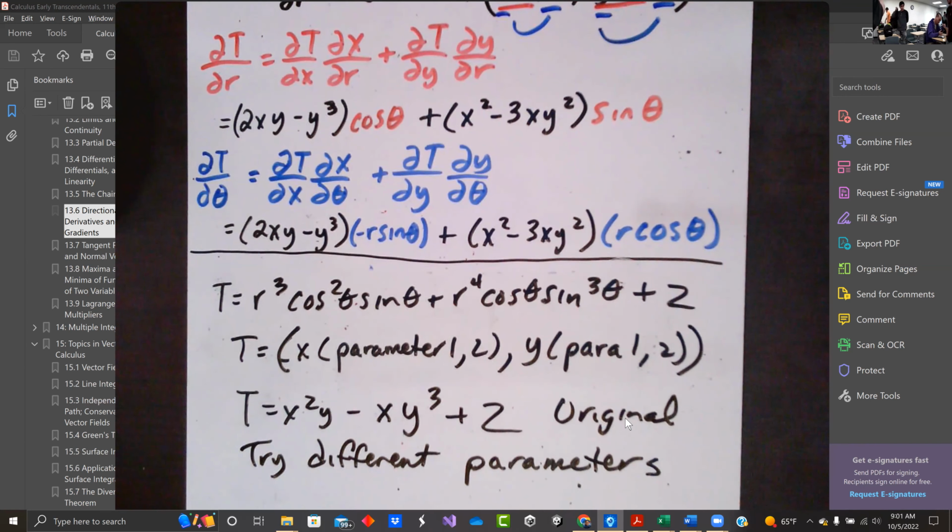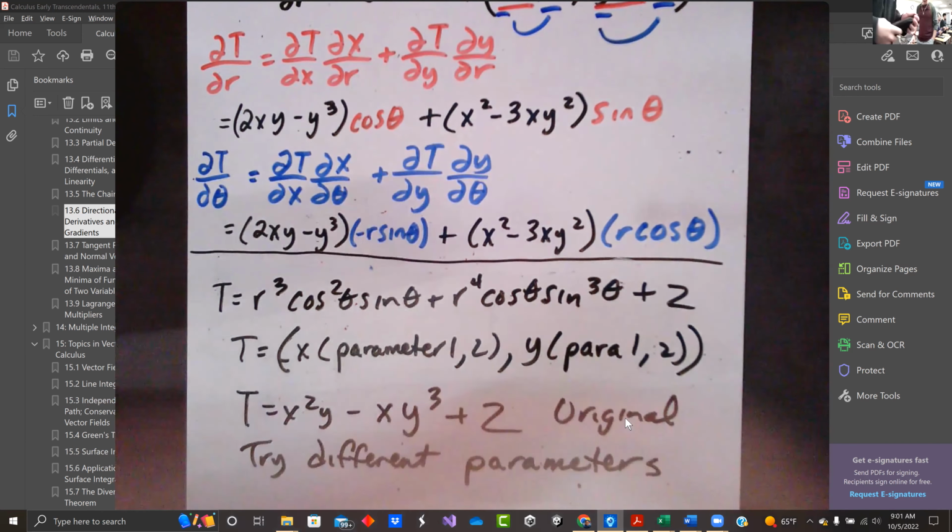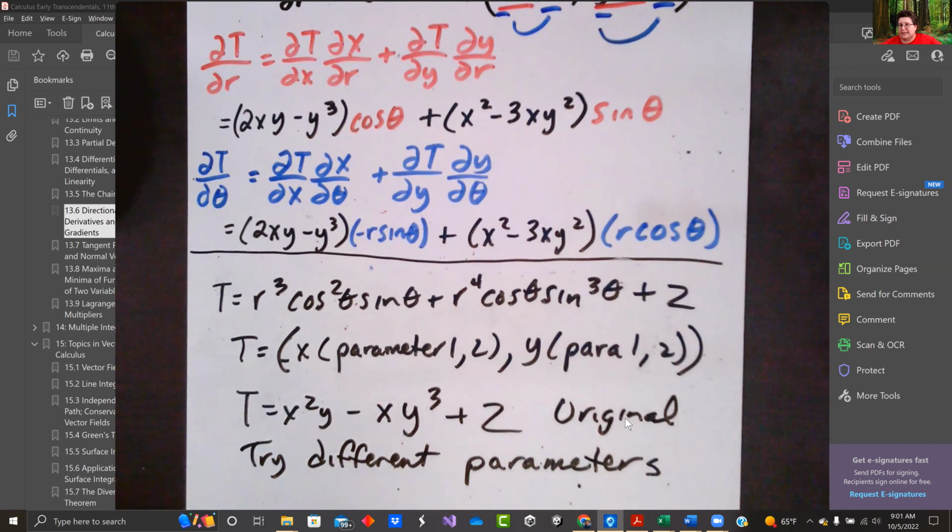All right, thank you. And in fact, doing it this way allows us to change the parameters and test a bunch of different ones.